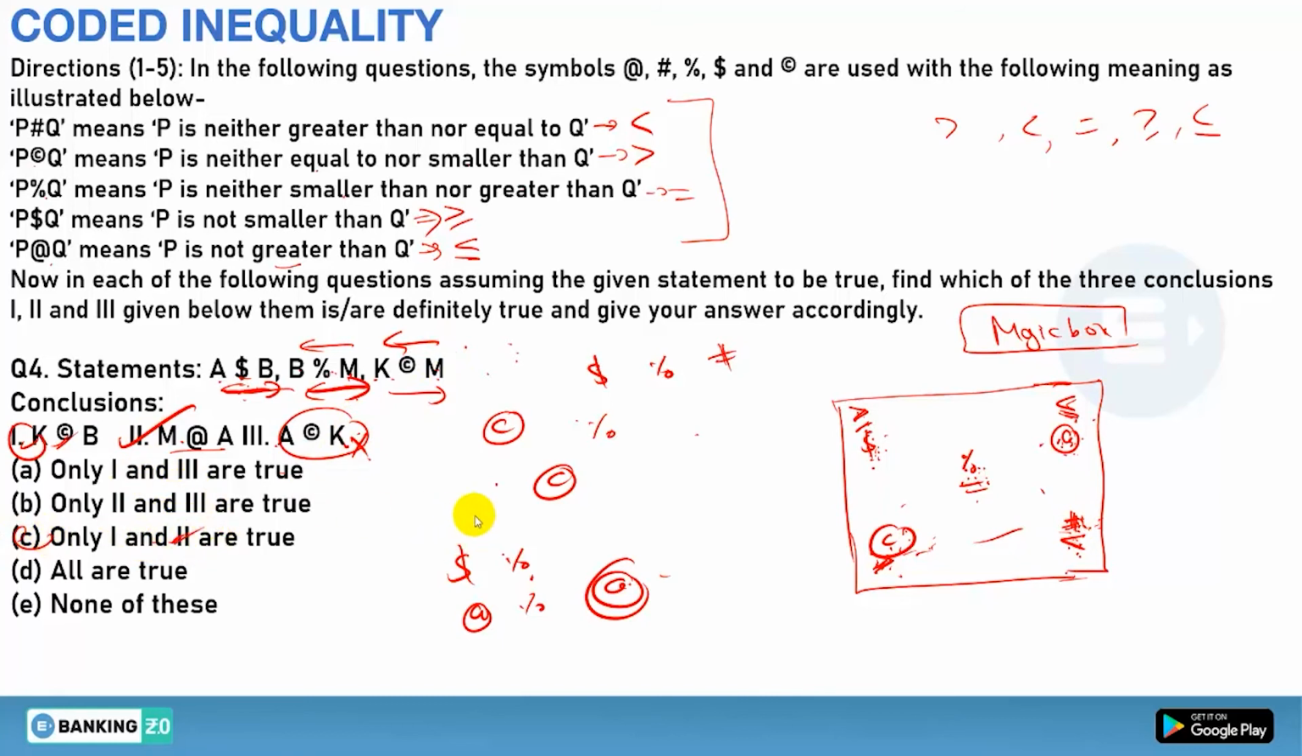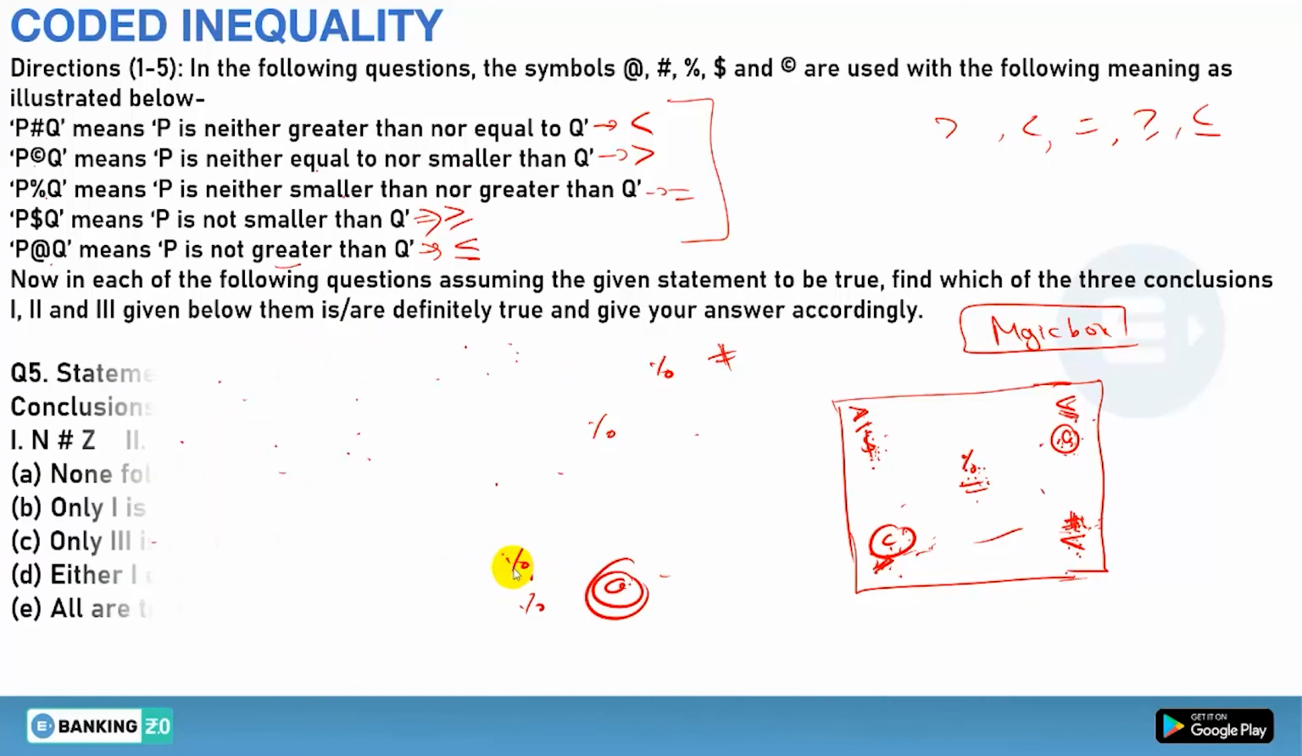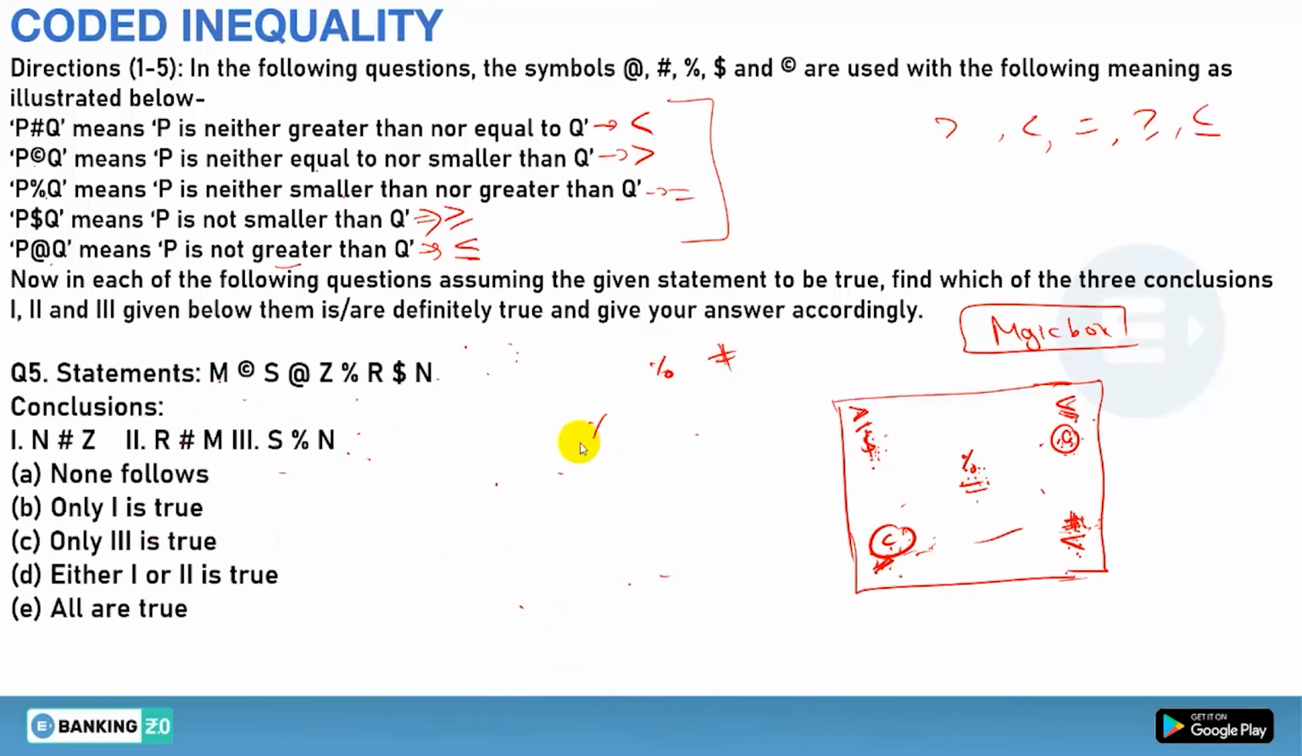Clear or not? Done? Okay. Easy. Now we will see the last question. That is question number 5th. Okay. So let's see. So this is the question number 5th.